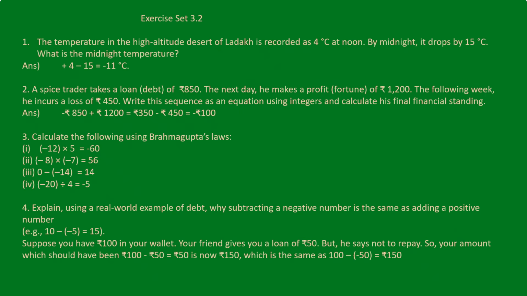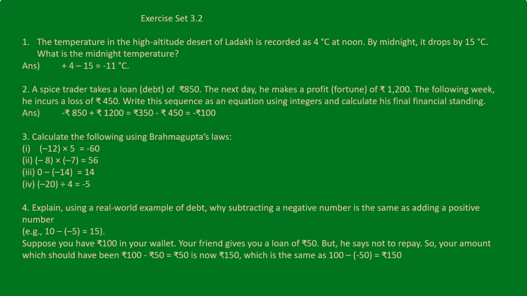Sum number 3, calculate the following using Brahmagupta's law. Minus into plus is minus. So just multiply and the signs will follow Brahmagupta's rules. Minus 8 times minus 7 is 56. Minus minus is plus, so 0 minus of minus 14 is 14. Minus 20 divided by 4 is minus 5.